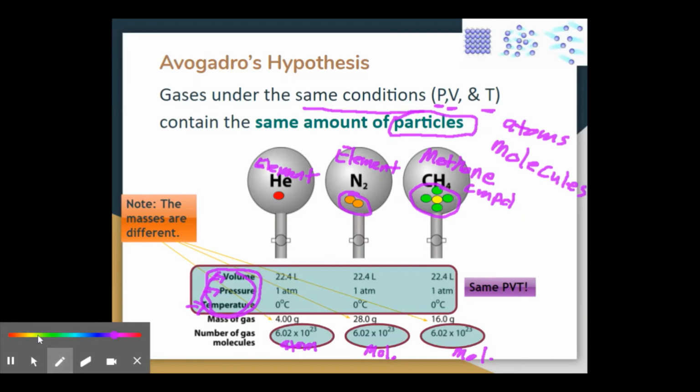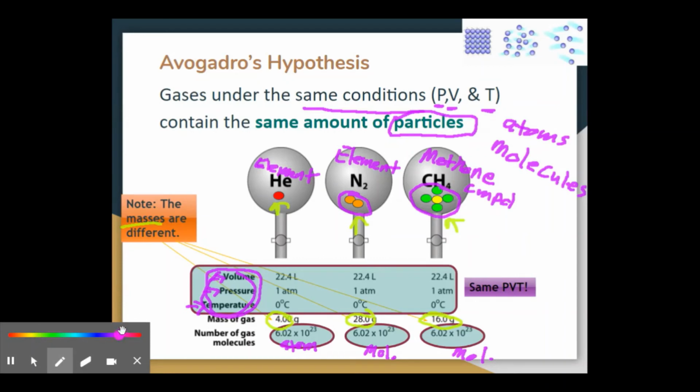Now note their masses are different, and that's because they're different. Helium is just one atom, nitrogen is a molecule of two of the same atoms, and methane is a compound made out of a combination of 4 atoms, right? So of course, different elements, different sizes, your masses are going to be different. So Avogadro's hypothesis is not about mass, it's all about number of molecules or atoms.